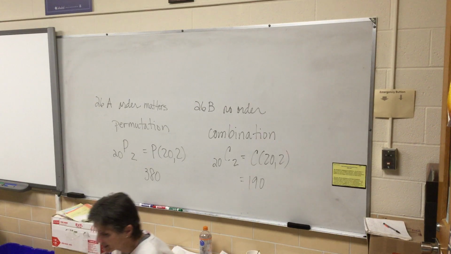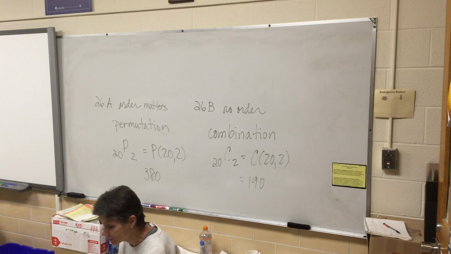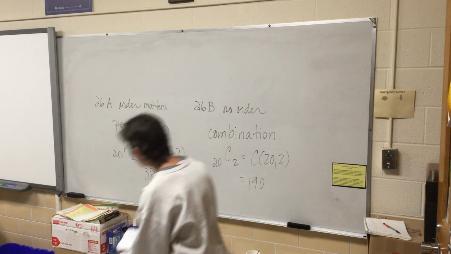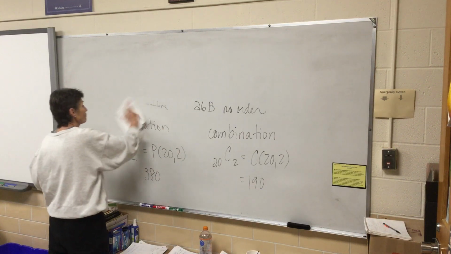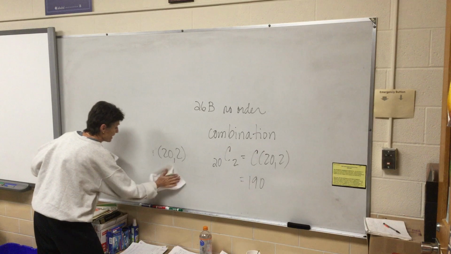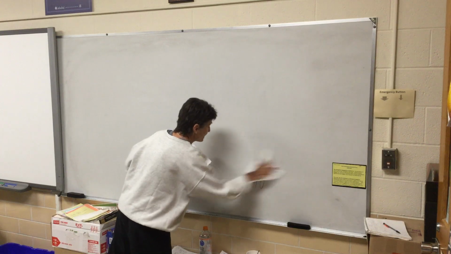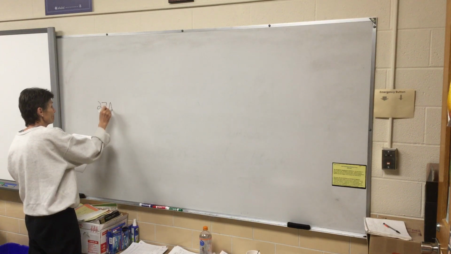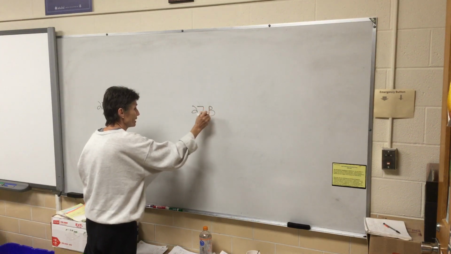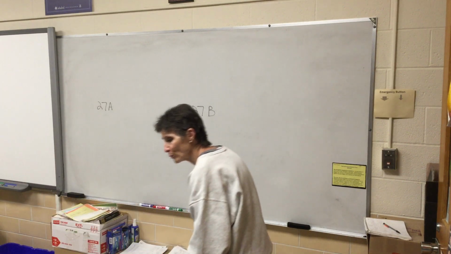This will take some practice, but basically you have to just read the problem and decide if order matters or not. So we're going to finish up with number 27. Again, you have an A and a B. Both problems involve 13 kids and picking 4. One of them is a P problem, in other words, order matters. And one of them is a C problem, order doesn't matter.